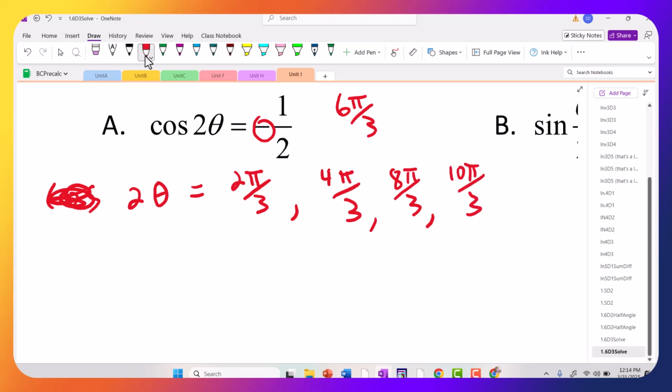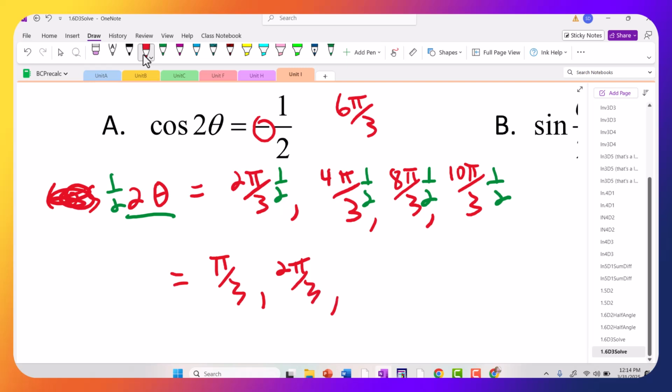And then I'm going to change my colors because what I have to do is take half of those answers. So when I inverse cosine negative a half, I free the 2 theta, but then I have to solve for theta, which means I have to take half of both sides. Divide by 2, it's better, it's smarter. And then lo and behold, you end up with every over 3 on accident. Remember that? Yes, it's fabulous.